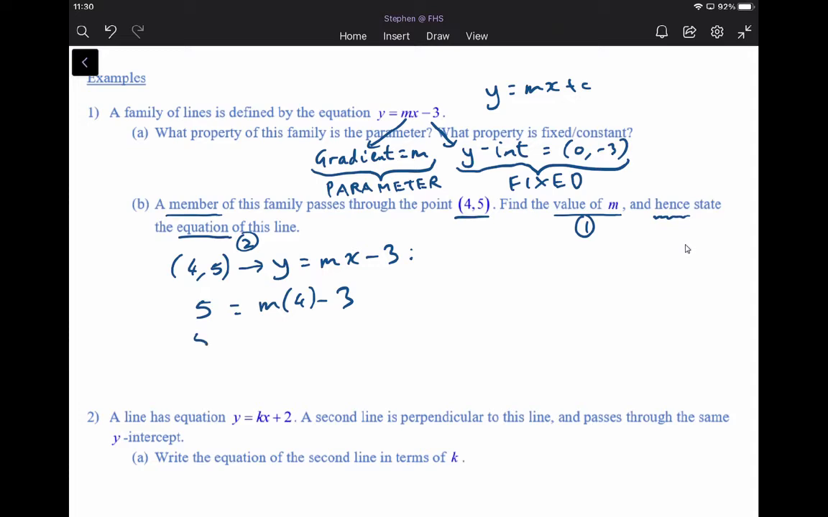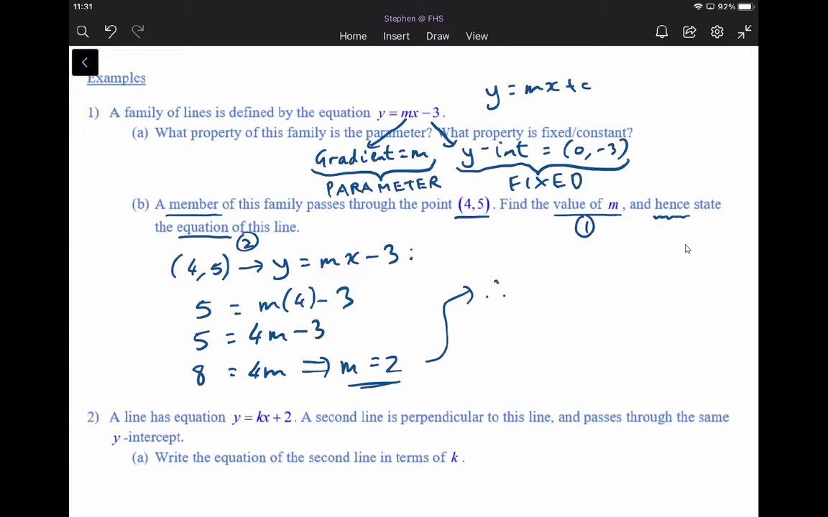Now that that's done, let's simplify this equation. M times 4 is just 4m, minus 3 remains as it is. Let's add 3 to both sides to get 8 equals 4m. And this finally implies, after you divide both sides by 4, that m is equal to 2. Let's just write that again. M is equal to 2. So we've answered the first part of the question, which is find the value of m. So now we need to hence state the equation of the line.